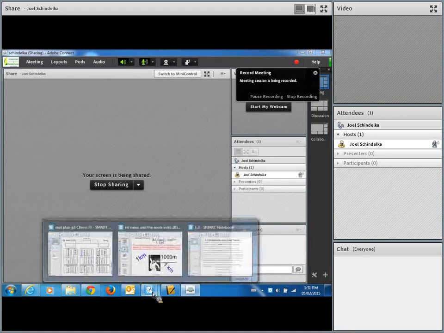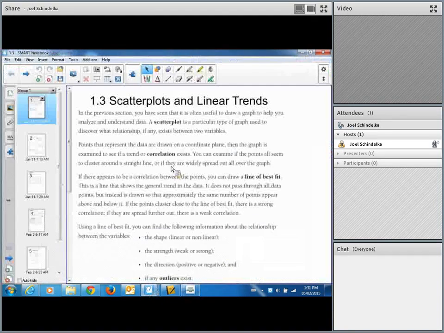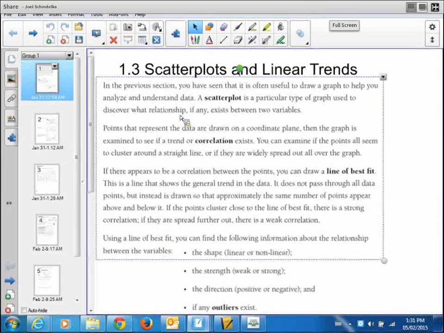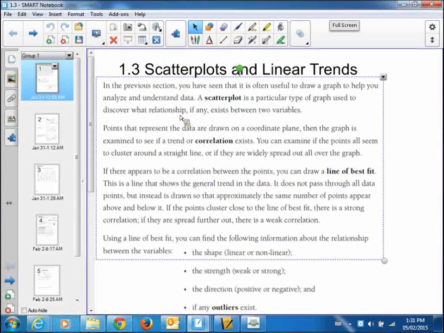We've got math in the PM, Workplace 30, scatter plots and linear trends. Everybody's with me? Good. So what's this all about? I'm going to read this stuff with you guys.